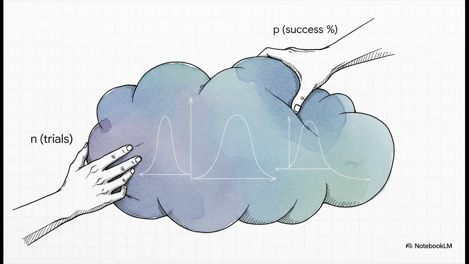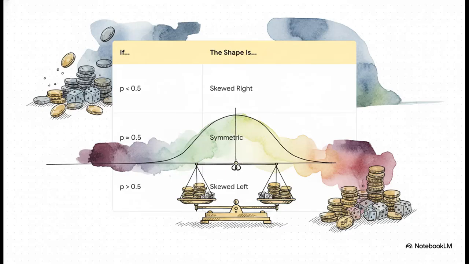But it's not just about the numbers. We can actually visualize these probabilities, and when you plot them on a graph, they create a very distinct shape. The one thing that decides what that shape looks like is p, the probability of success. This gives us a fantastic visual shortcut. See, when the probability of success is low, when p is less than 0.5, most of your results are going to have very few successes. So the data piles up on the left side, creating a long tail to the right.